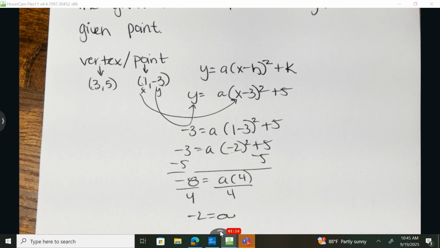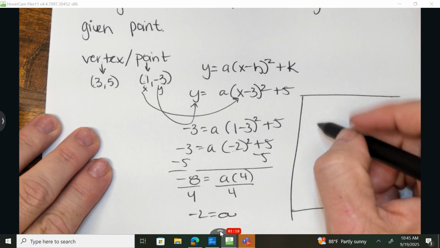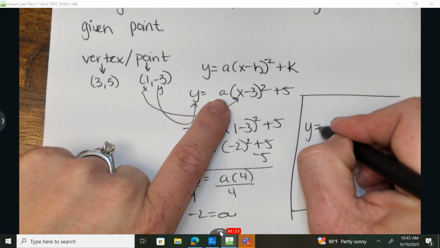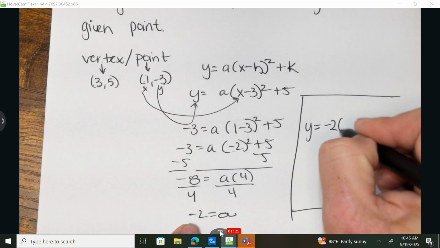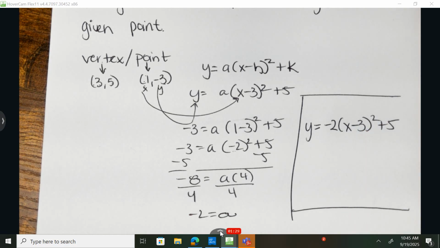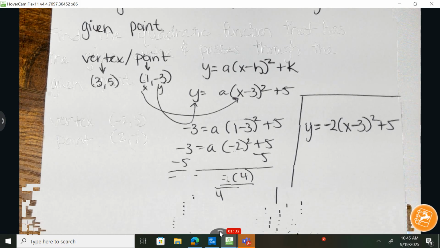Now I need to go back to the original problem. And the only two variables you should see in the original problem are y and x. So this is what I'm going to write down, but in place of the a, I'm going to put down a -2. And there's example number 1. Let's look now at example number 2.